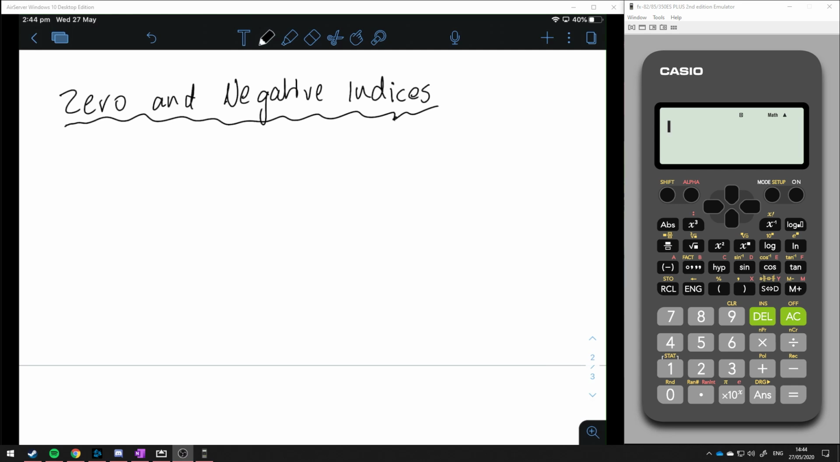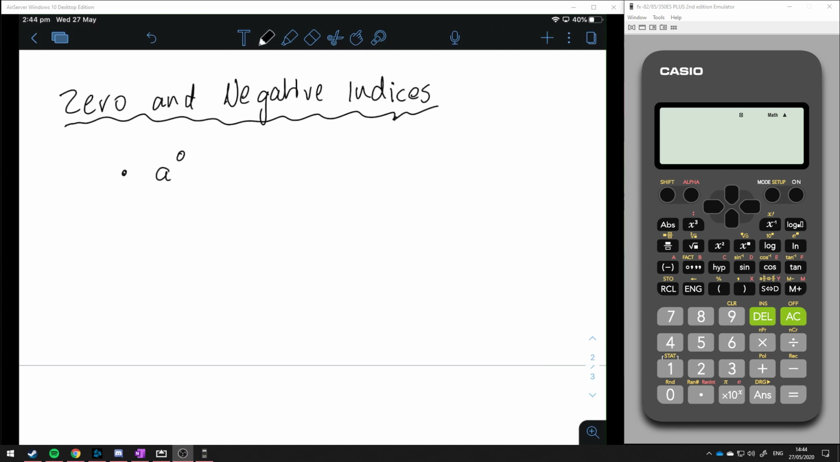Okay, zero and negative indices. The only main difference between a zero and a negative index is that zero always gives a single value out all the time, and negative indices change the form our expression will take. So we're going to define a few rules, and then we will apply them in some examples.